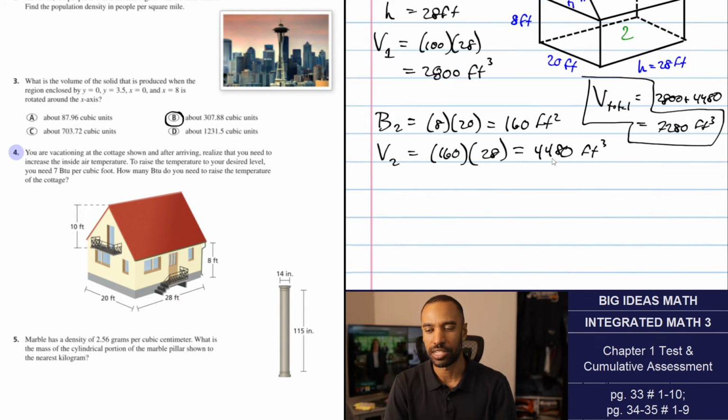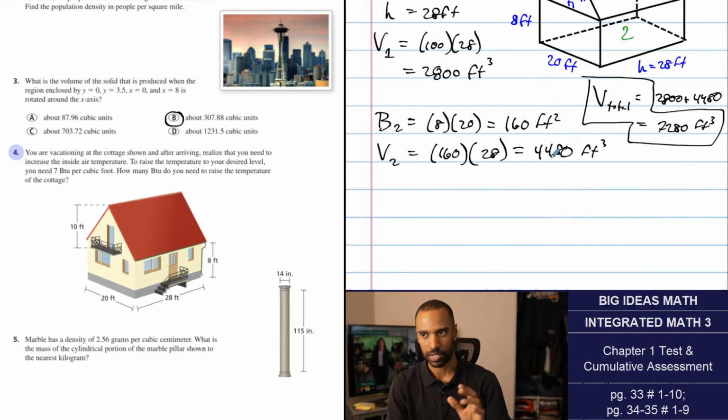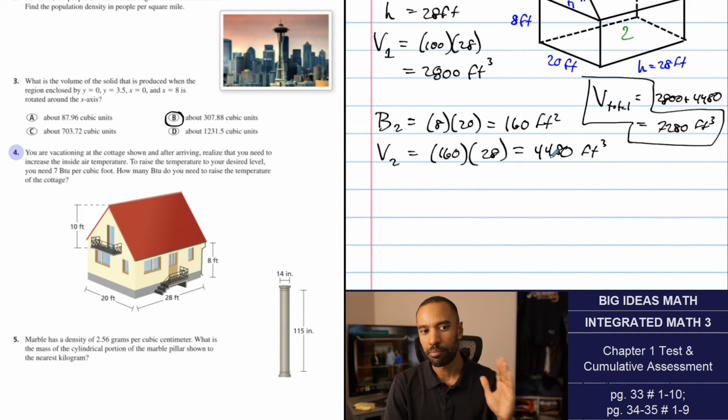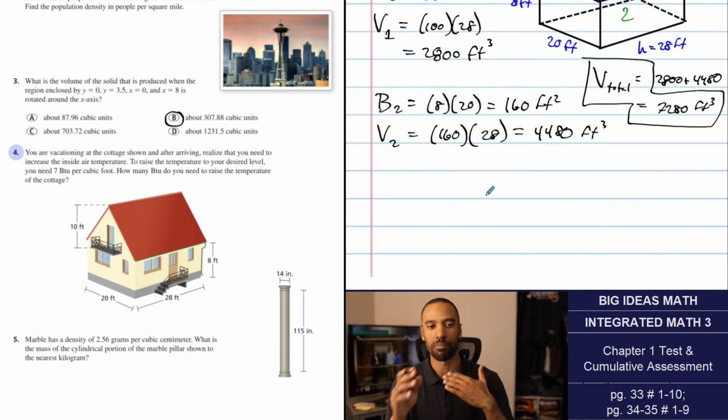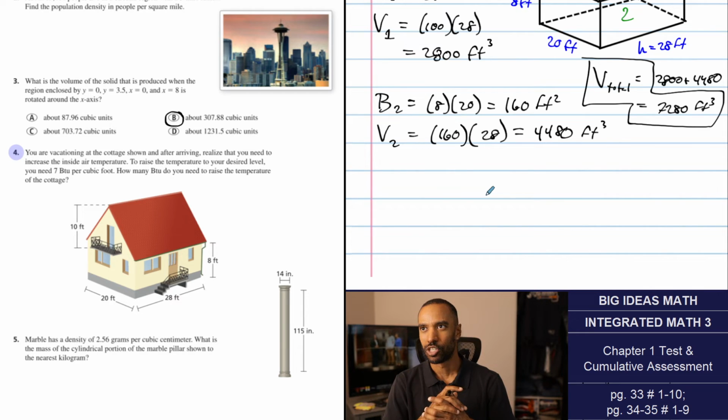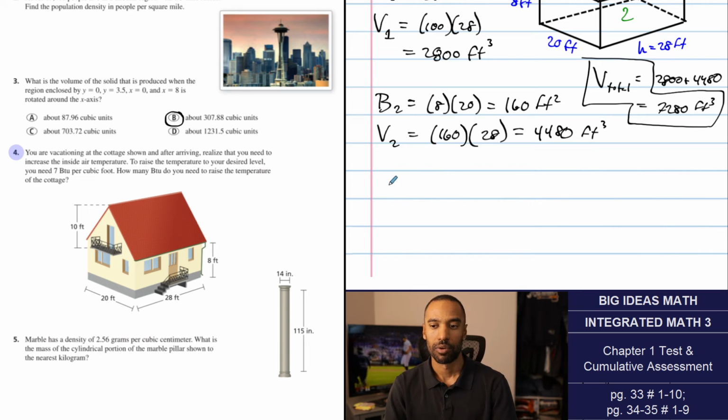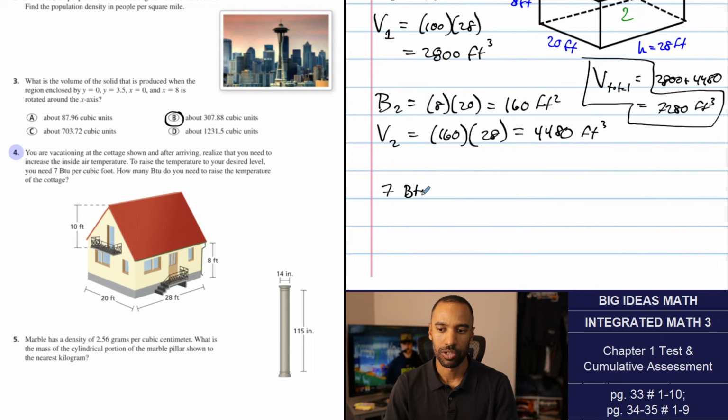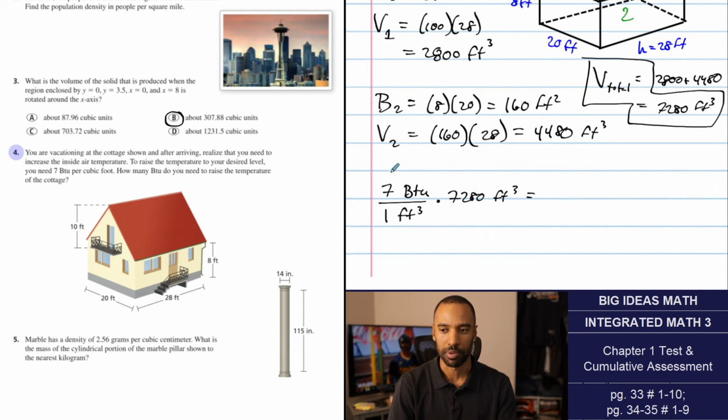So this can kind of work as a density equals mass over volume thing, distance is rate times time, whatever. That 7 BTUs per cubic foot means we need to multiply the amount of cubic feet by 7 to get the amount of BTUs that you need, right? 7 BTU per 1 cubic foot times 7,280 cubic feet equals this number of BTUs, right? That's where the cubic feet cancel out. You're just left with BTUs. So how many BTUs do you need? 7 times 7,280.